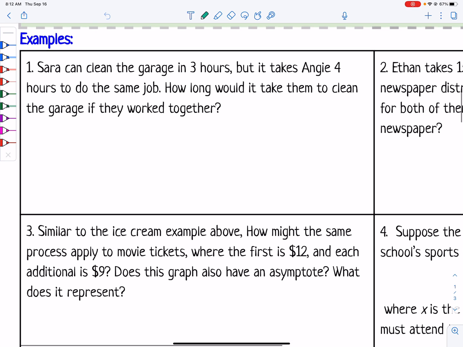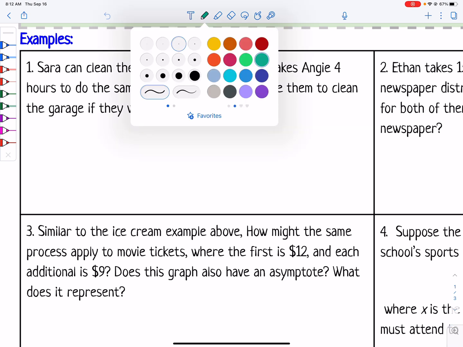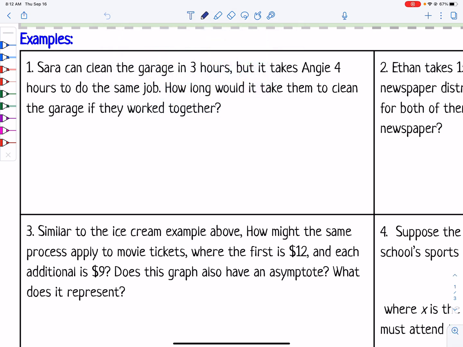The first one is a work rate problem. Sarah can clean the garage in 3 hours, but it takes Angie 4 hours to do the same job. How long would it take them to clean the garage if they work together? So you would say that Sarah can clean one garage in 3 hours, so her fraction or her ratio would be 1/3. Angie is going to clean the garage, so still one garage in 4 hours. So you put 1/4 for Angie.